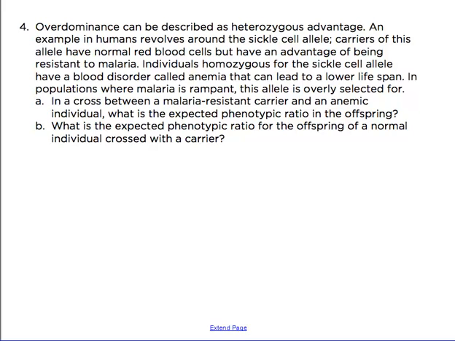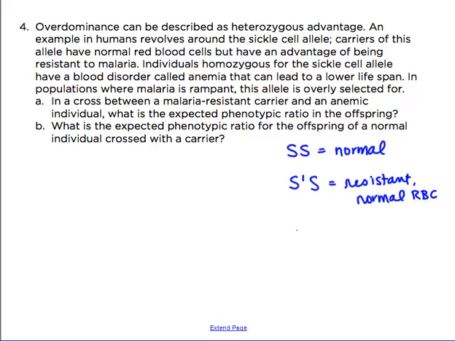So let's define our alleles. Because it's a sickle cell allele, we'll use the symbol S. So we can say SS is normal. They don't carry the sickle cell allele. S prime S can be resistant to malaria, but they have normal red blood cells. And S prime S prime is anemic.